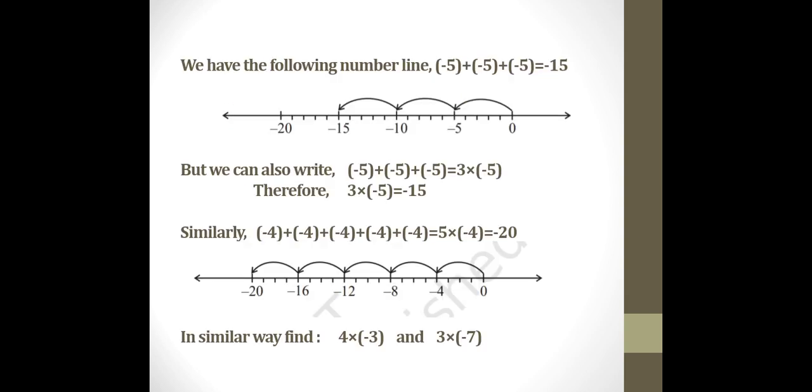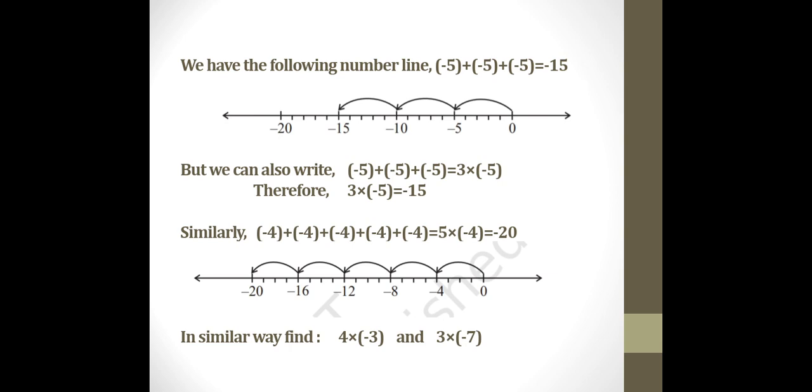Let's check it, students. We have the following number line. Now suppose we have to represent minus 5 plus minus 5 plus minus 5 equal to minus 15. Here, since minus 5 is repeated 3 times, we have to group 3 times with a length 5. So from 0, taking length 5, we have gone once up to minus 5, then twice up to minus 10, and thrice up to minus 15.